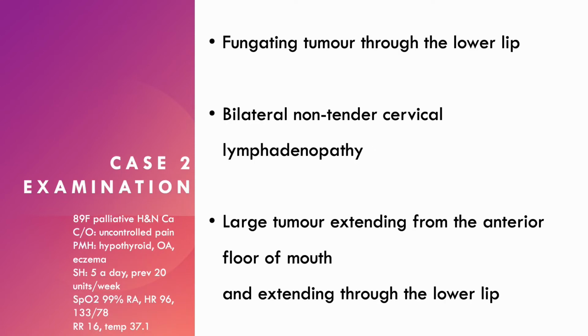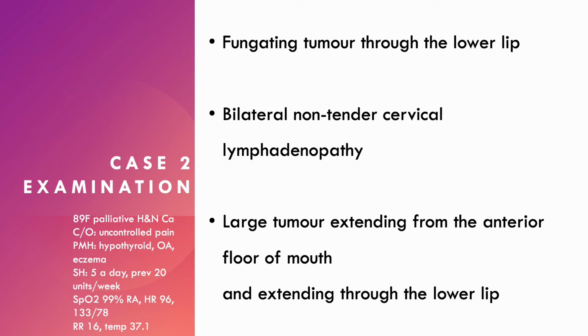The patient has a fungating tumour through her lower lip. She's got a bilateral non-tender cervical lymphadenopathy. She's got a large tumour extending from the anterior floor of mouth, and it's extending through her lower lip. The lymphadenopathy is likely to be a presentation secondary to her cancer. Cancer typically produces non-tender lymphadenopathy. As you know, patients can develop lymphadenopathy secondary to infection, but this is typically painful, so this is quite a useful differentiator between lymphadenopathy secondary to cancer or infection.